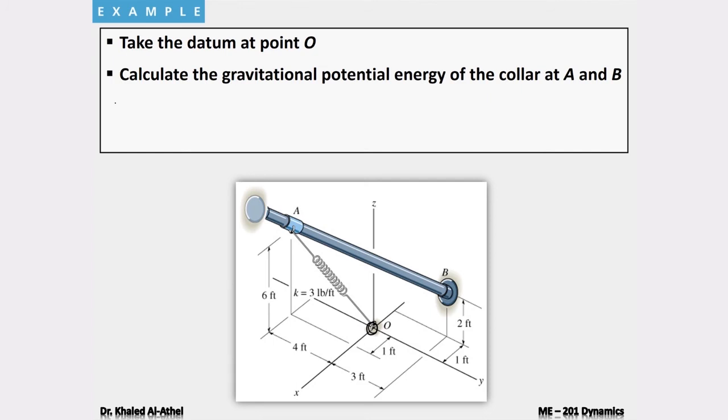I'm going to call it Vg, gravitational potential energy, for point A. It should equal weight times distance. Now, is A above the datum? Yes. Then it's going to be positive potential energy. So it's going to be W multiplied by HA, the elevation at point A, which will equal the weight of the collar, given as 5 pounds, multiplied by the elevation of point A, which is 6 feet. So 5 times 6 gives me 30 pound-feet.